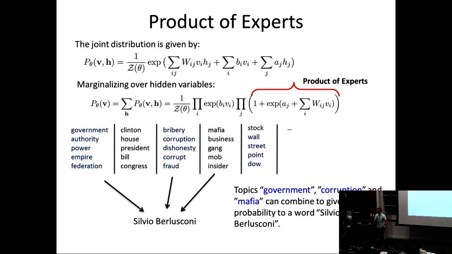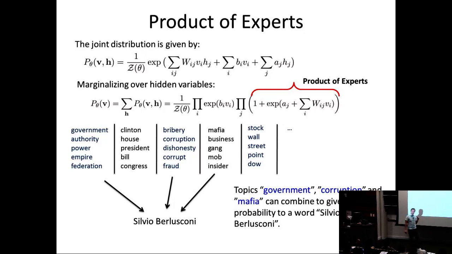The last thing I want to mention is this notion of the product. So the joint distribution is given by this expression, right? It's log linear. If I marginalize over the hidden variables, as we've done before, and you should go through the derivation, the marginal distribution has this product form, right? It's a bunch of softpluses, a product of softpluses, right? Which is what you're seeing over here.